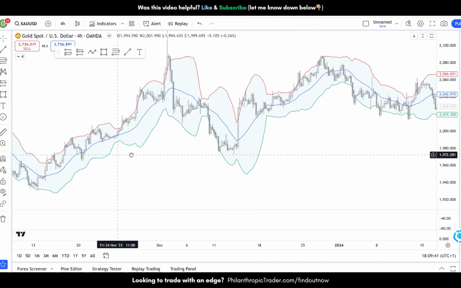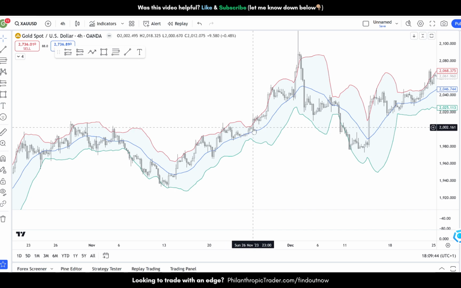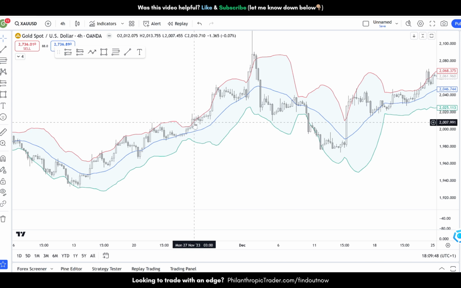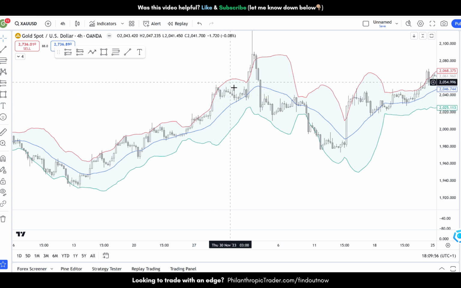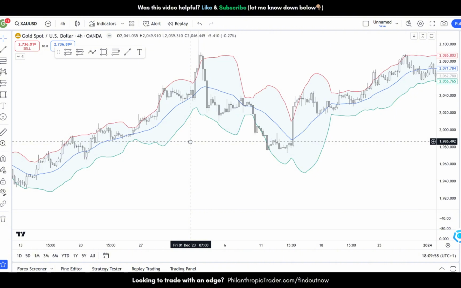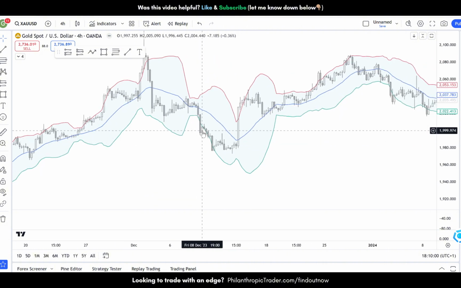How to use it? You can use it, for example, as a breakout. So if in this case the bullish candle closes above the upper band, you can take a buy order, and it results in a profit in this case. You can also use it as an indicator that's more for reversal trading, right?